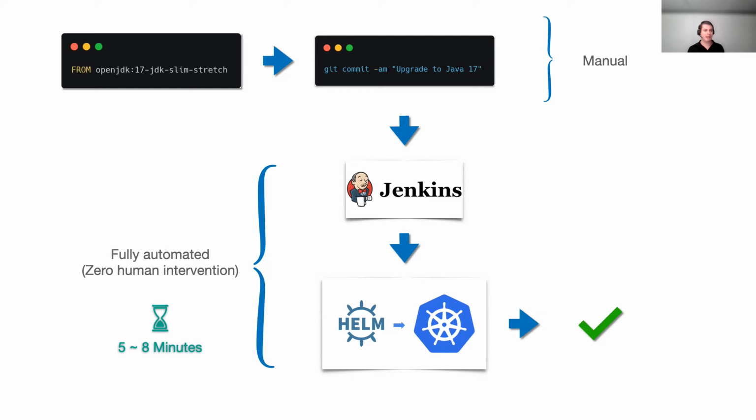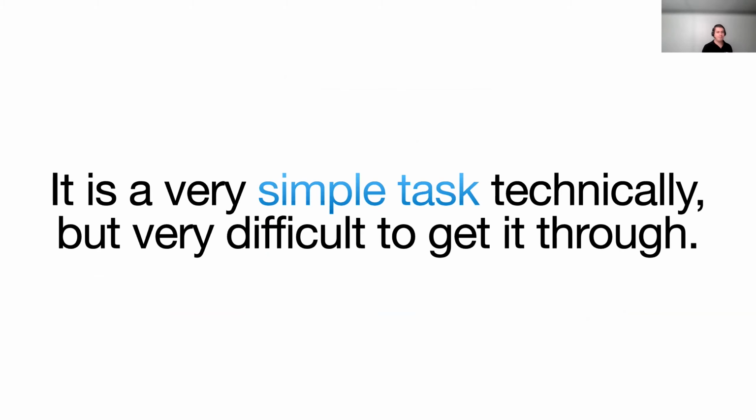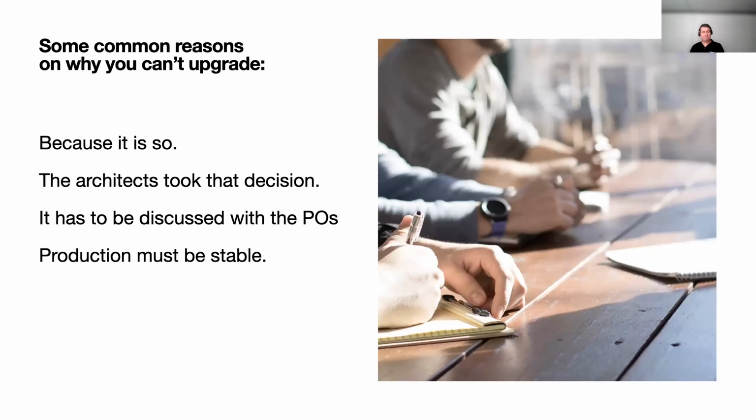Can you do this, let's say tomorrow? It is a very simple task, but it is not quite as easy to get it through. I get a lot of answers to these questions. Many people say, well, we cannot because, well, we just can't, or the architects took the decision, or they should take the decision about which JDK we employ, or we have to discuss with the POs, or production must be stable.